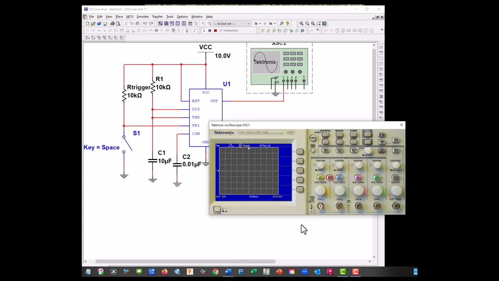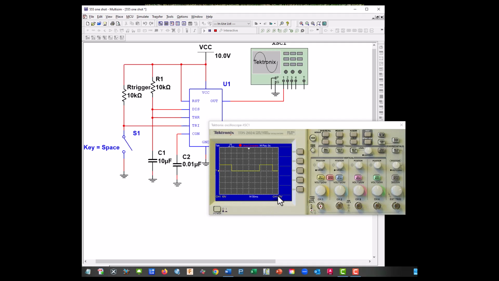So let's see if we could get this guy running here. All right, we're going to click on the page, make sure our switch works. Close, close, open. There we go. Let's single sequence. Let's try again. Single sequence, close, open. There we go.